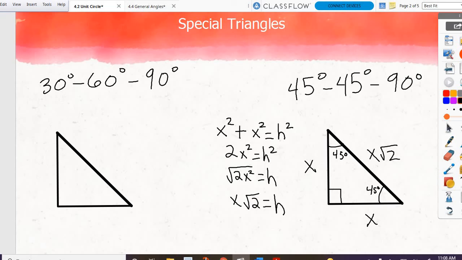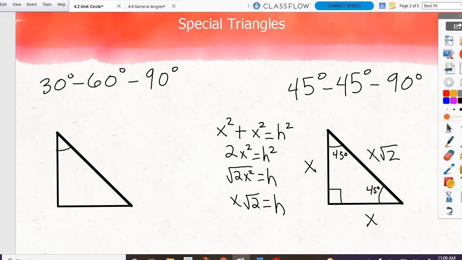When I have a 45, 45, 90, it's going to be x square root of 2. And those are always going to be the relationship because remember that anytime I have a 45, 45, 90, the sides are going to have to be similar to any of my other triangles with the same angle measures. Yes? So that's why the ratios will always be the same.